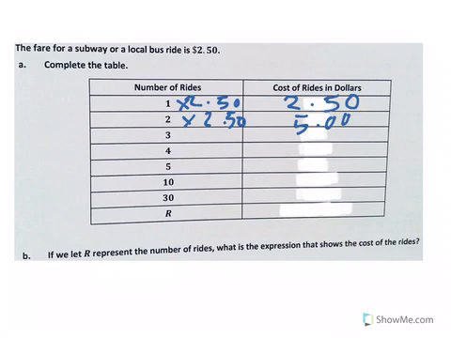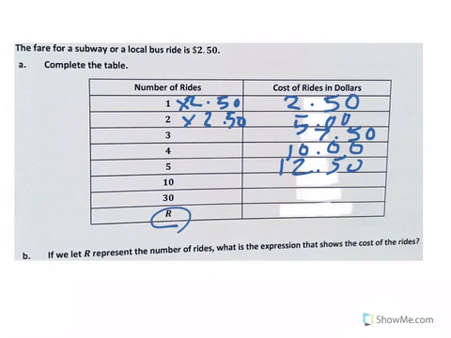I can keep going down the line. 3 times $2.50 would be $7.50. 4 times $2.50 would be $10. 5 times $2.50 would be $12.50. It's taking that $2.50 fare and multiplying it by how many rides you take.